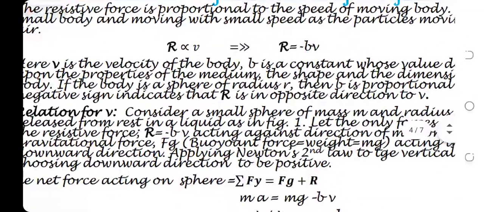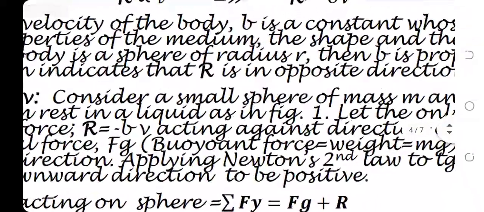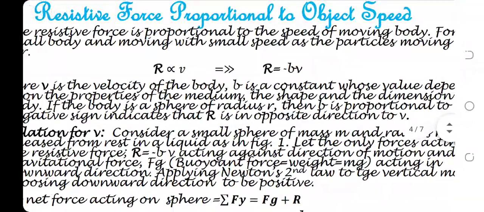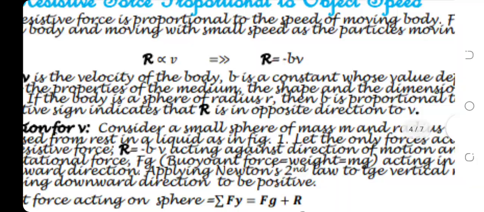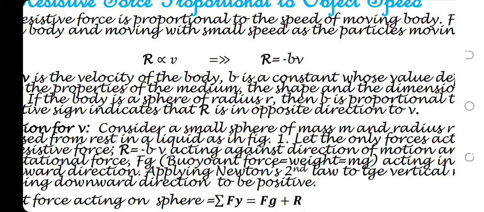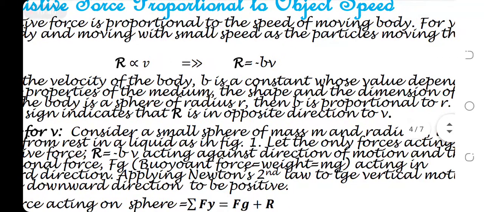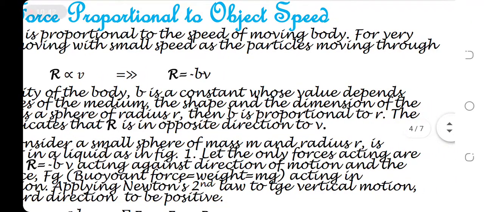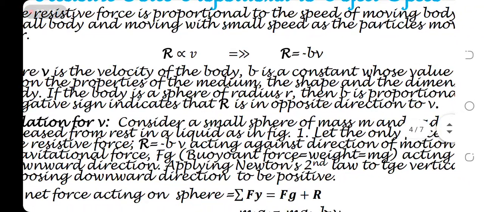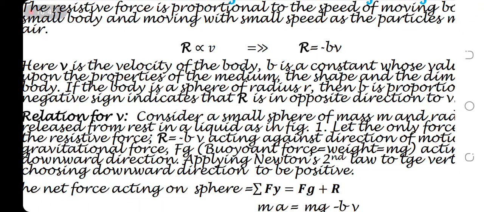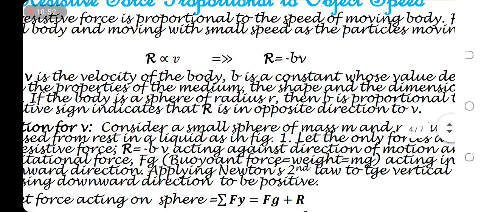If the body is a sphere of radius r, then b is proportional to the radius r. The negative sign indicates that R is in the opposite direction to velocity v.